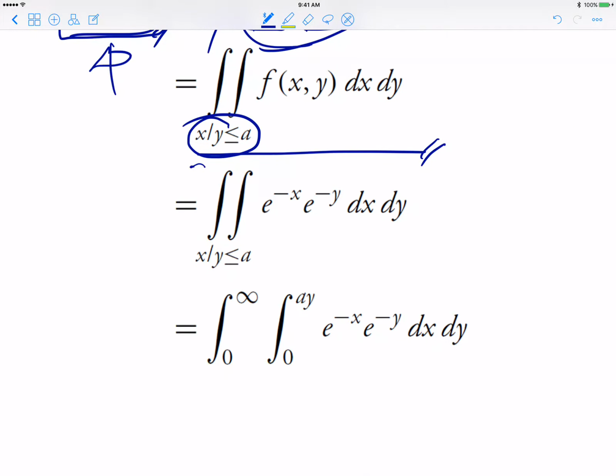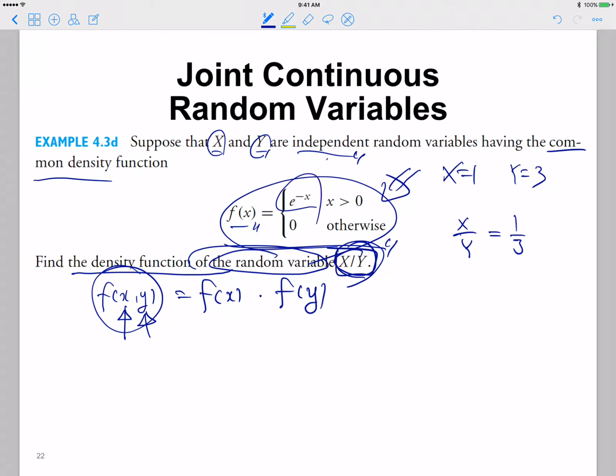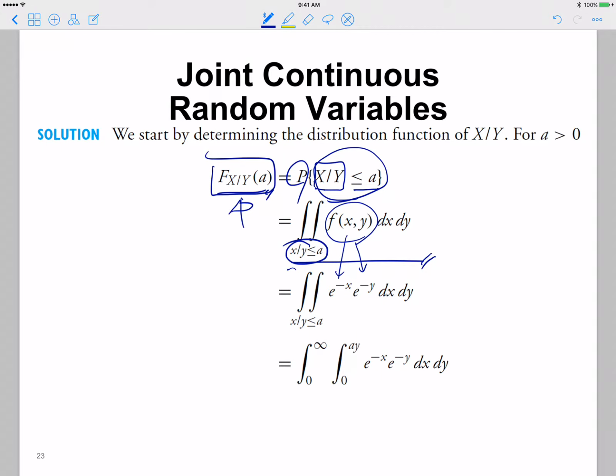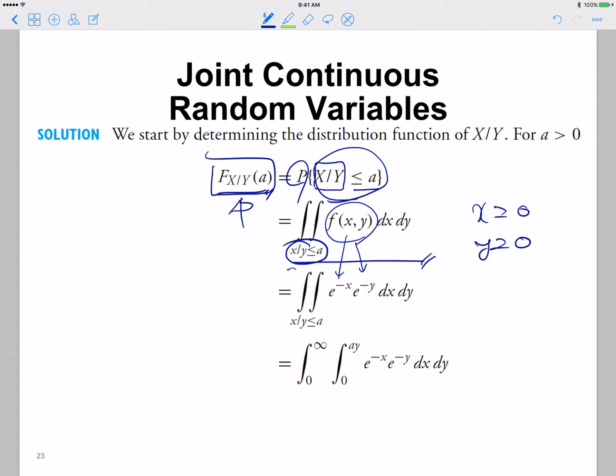Since this is represented as independent, it can be decomposed into these two things, right? And of course, x and y are only defined for positive values. Otherwise, the density function is defined as 0, because that is the given information from this example.